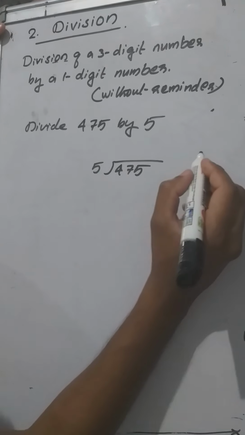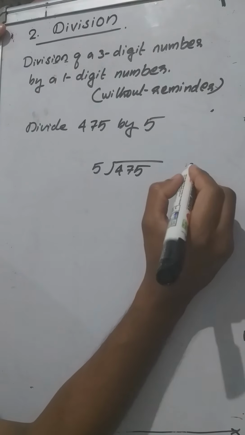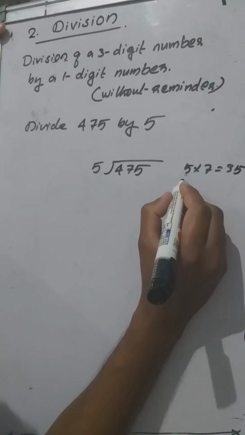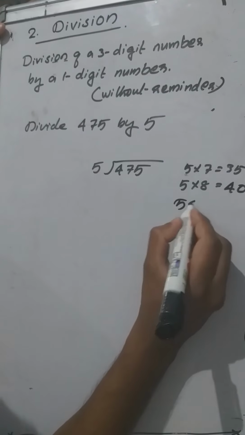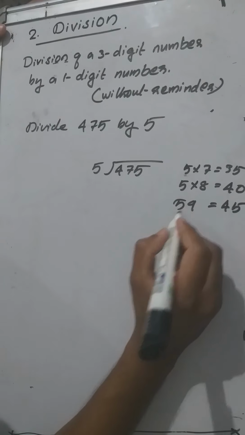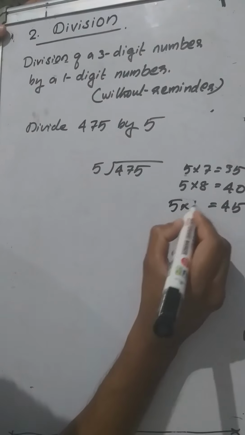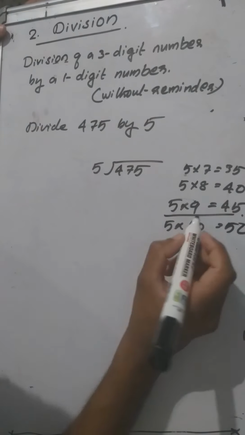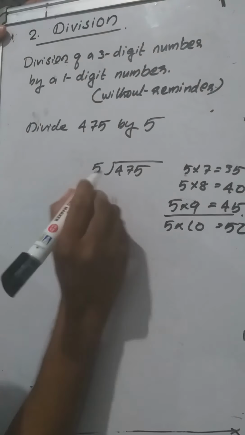So how many 5s are in 47? 5 7s are 35. We know that 5 8s are 40. We know that 5 9s are 45 and not 59. 5 9s are 5 multiplied by 9. 5 9s are 45 and 5 10s are 50. So we have to take 45 because 45 is the nearest number that is less than 47.